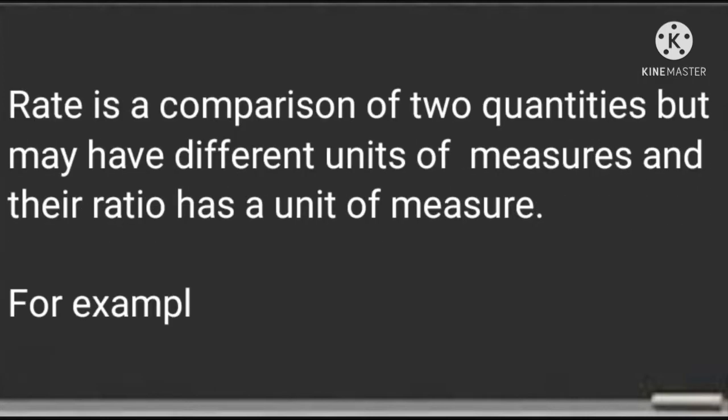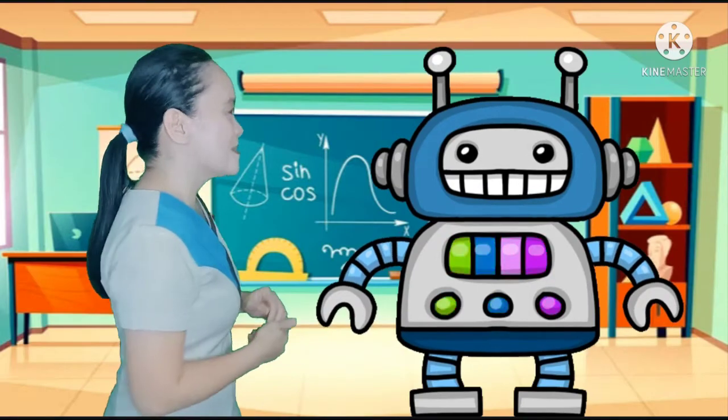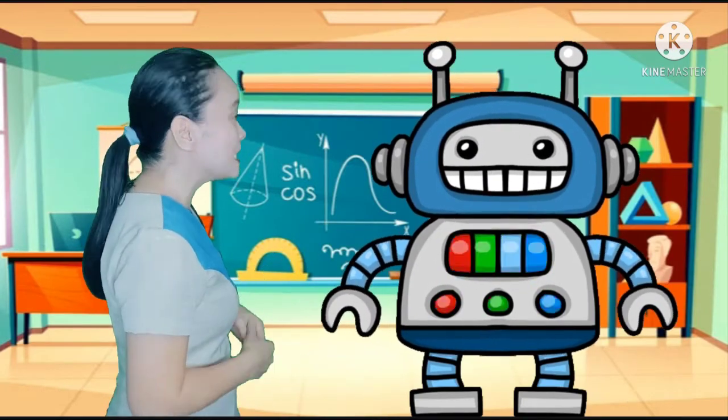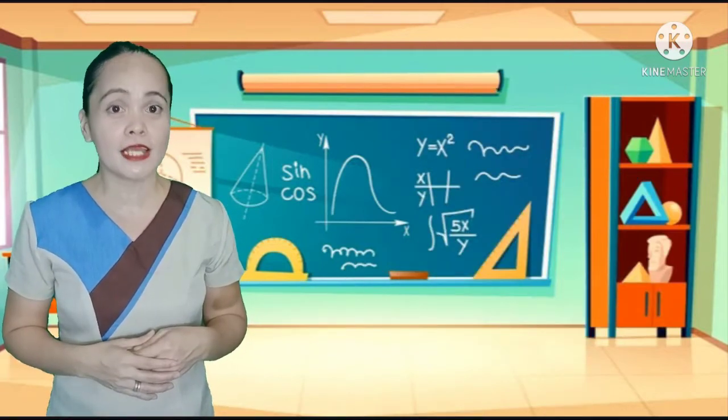Rate is a comparison of two quantities that may have different units of measure, and their ratio has a unit of measure. For example, 60 kilometers to an hour or 60 kilometers per hour. Thank you, Math6, for defining the terms and for that well-explained examples. Now class, let us now tackle the first illustrative example.